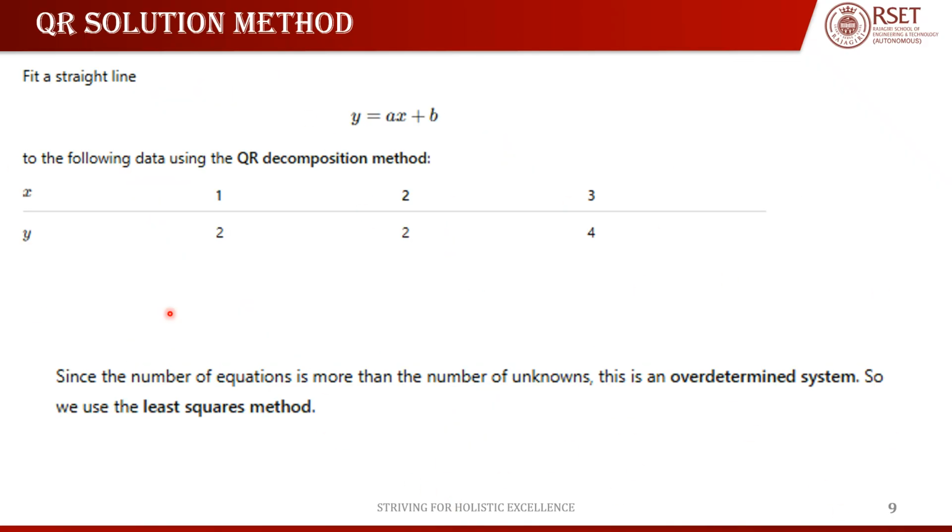We'll just see one more problem, and here the question is in a different way. You are asked to fit a straight line y is equal to ax plus b to the following data using the QR decomposition method. You have x and y given, so we need to use the least squares method. This is your question.